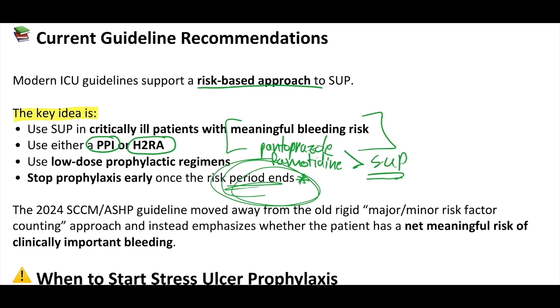So the 2024 Society for Critical Care Medicine guideline moved away from the old rigid major minor risk factor counting approach and instead emphasized whether the patient has a net meaningful risk of clinically important bleeding. Now, up to this point, you might be sitting there saying, okay, this is a lot of vague terminology. Just keep hearing meaningful risk of clinically important bleeding. Agreed. Let's try to get into some of the actual specifics here.